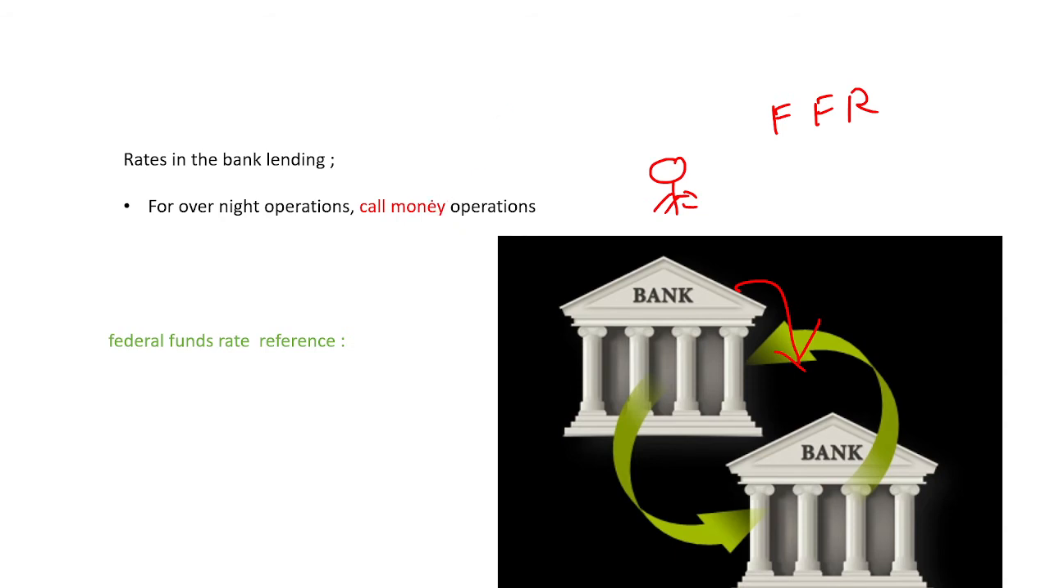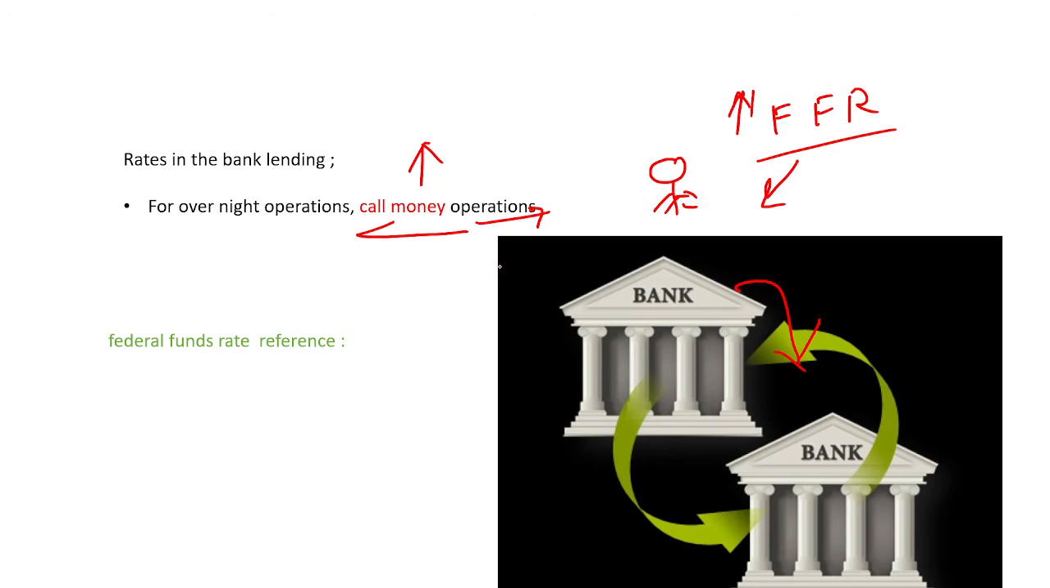Because banks are all the time facing a crunch of money as they need to handle so many customers, right? So when the federal fund rates or any bank's policy rates change, it directly impacts these call money operations as well, because if federal fund rates are increased, then call money rates will also increase, right?